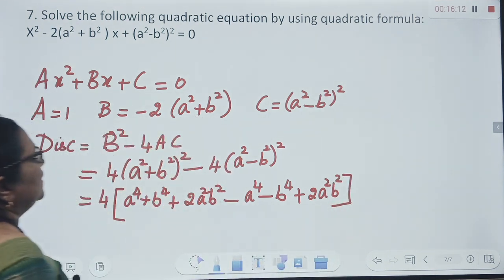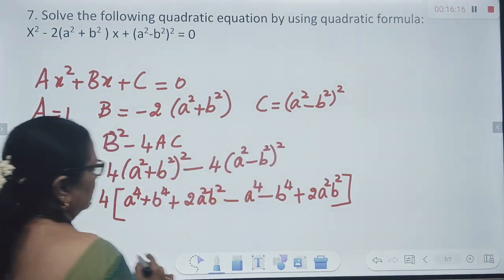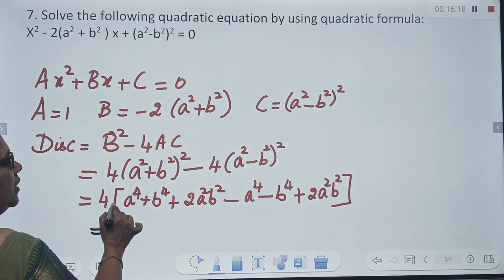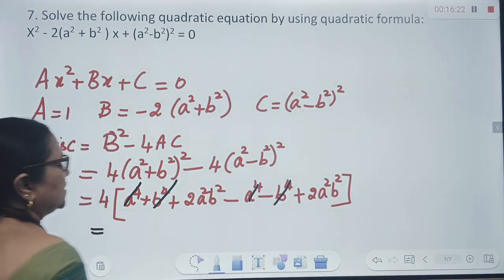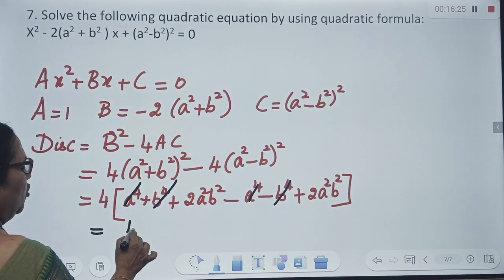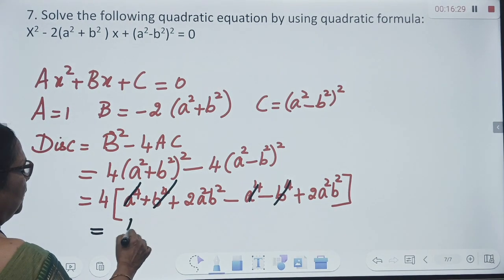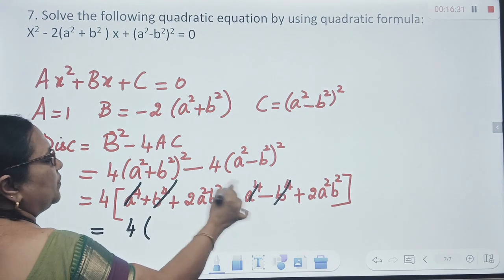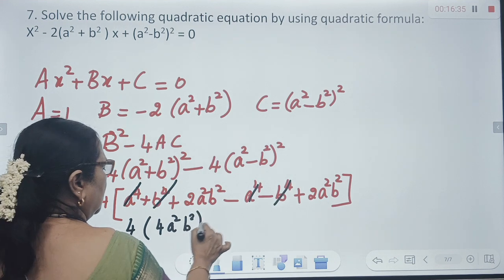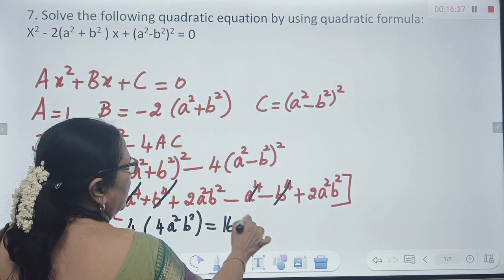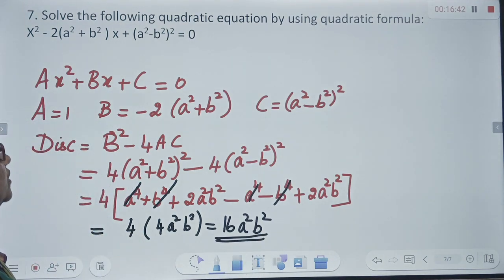I am just finding the discriminant. This will be, now a power 4 gets cancelled, b power 4 gets cancelled. We have 4 into 2a square b square plus 2a square b square will give you 4a square b square, which is 16a square b square. So the discriminant is 16a square b square.